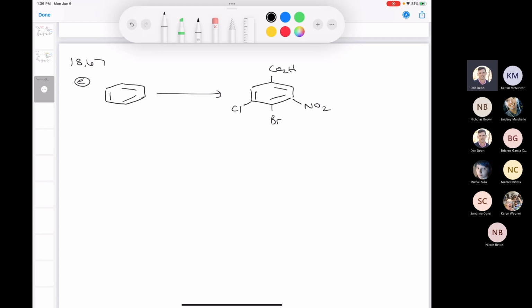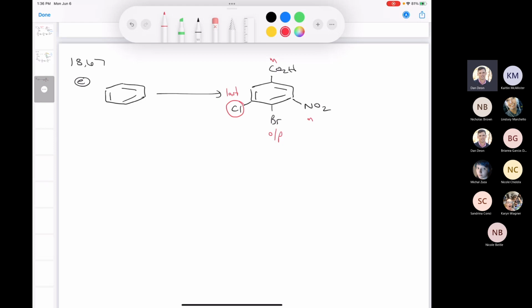I'm sure some of you, if not all of you, probably tried this problem over the weekend. There's one thing in this compound that my eye is drawn to immediately, and it's this guy, the chlorine. Why? I know that I'm going to put this in last because this is an ortho-para director, this is a meta-director, and this is a meta-director. And so everything that's not circled, the bromine, the nitro, the carboxyl group, they're all directing to that position. So I've just got to put the chlorine in last.